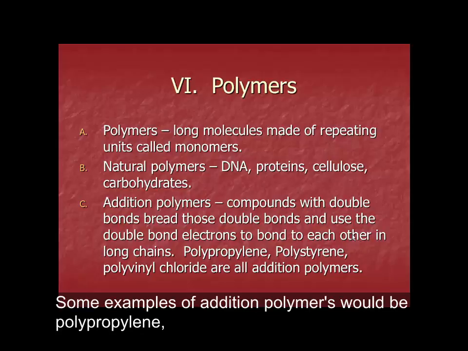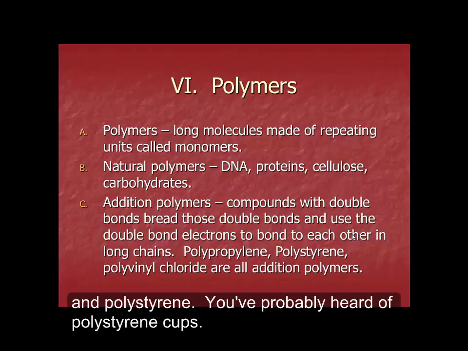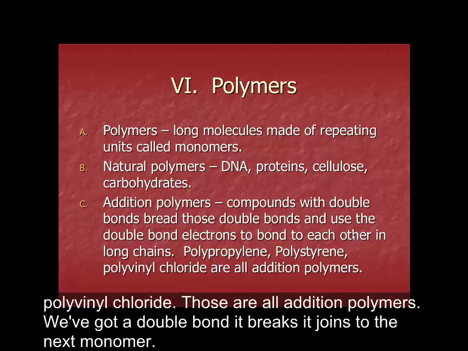Some examples of addition polymers would be polypropylene and polystyrene. You've probably heard of polystyrene cups. Polyvinyl chloride. Those are all addition polymers. We've got a double bond, it breaks, it joins to the next monomer.